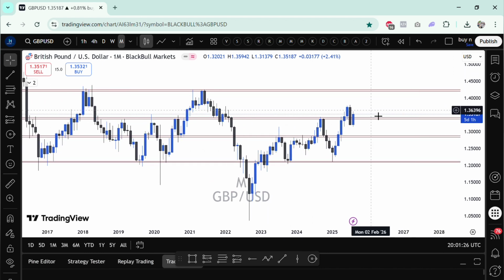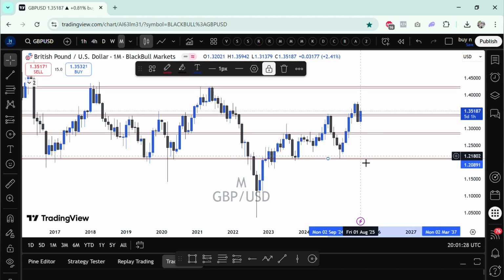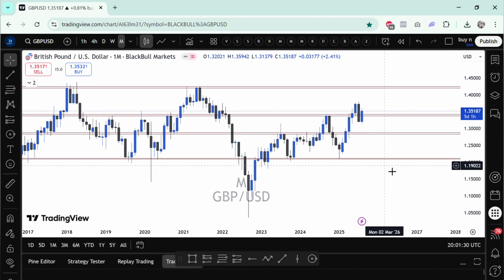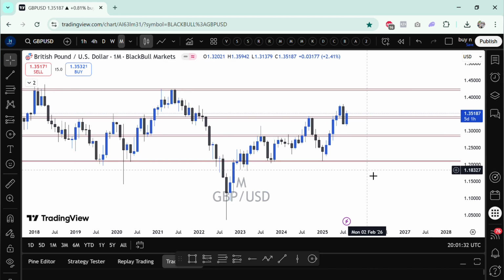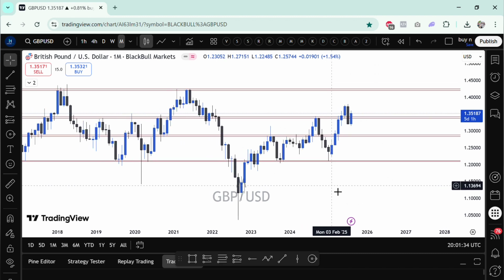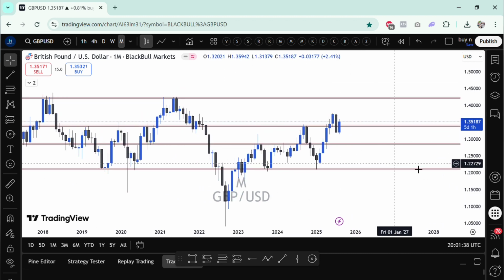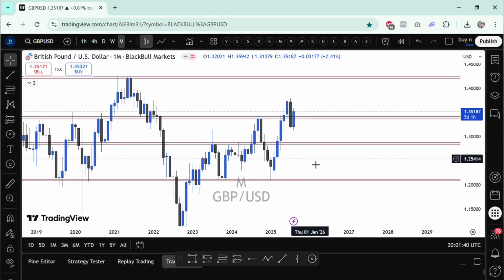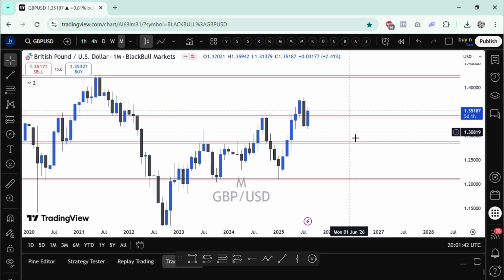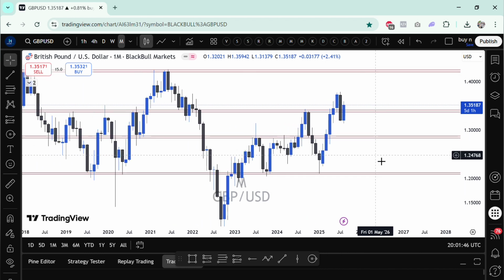So this week, I'm looking at a few pairs that I'm interested in taking a trade on, and one of those pairs is GBPUSD. So what is GBPUSD saying, and potentially what's going to happen to GBP this week? Let's just dive in. So this is the monthly chart of GBPUSD.